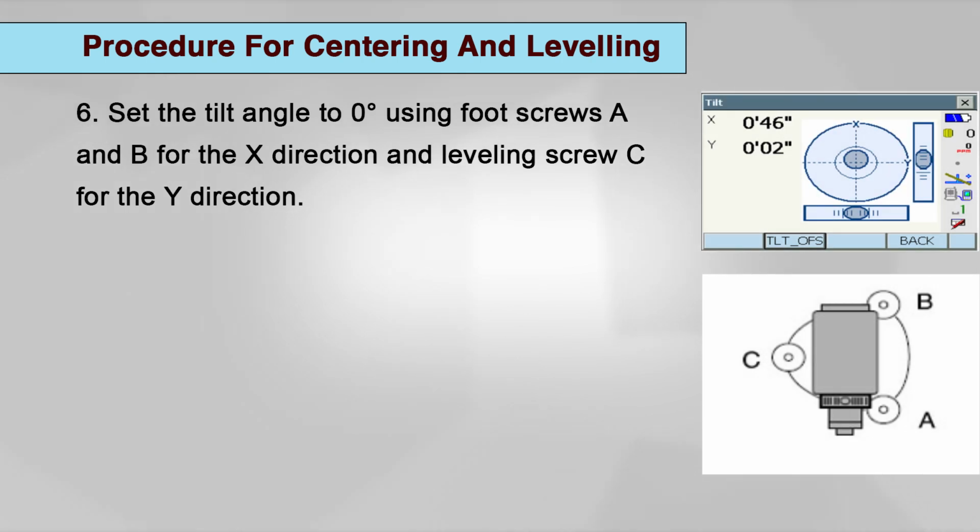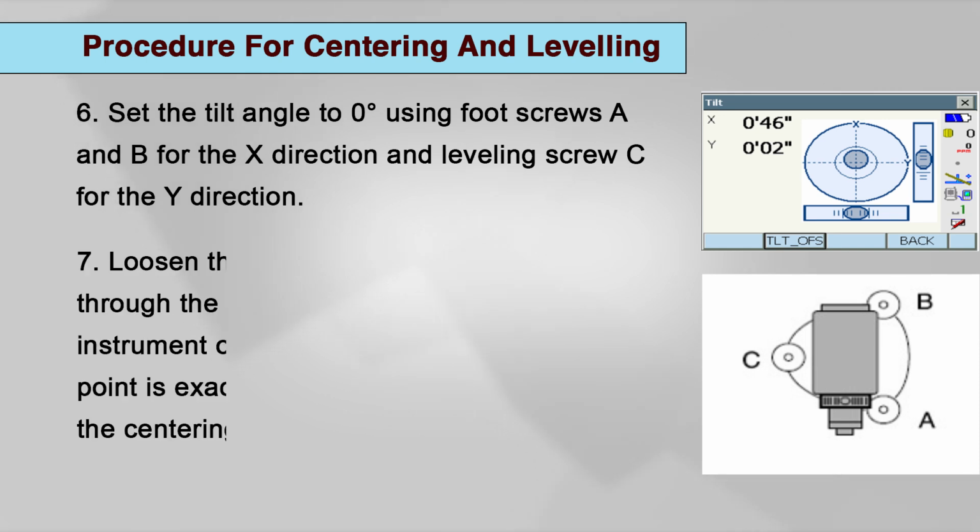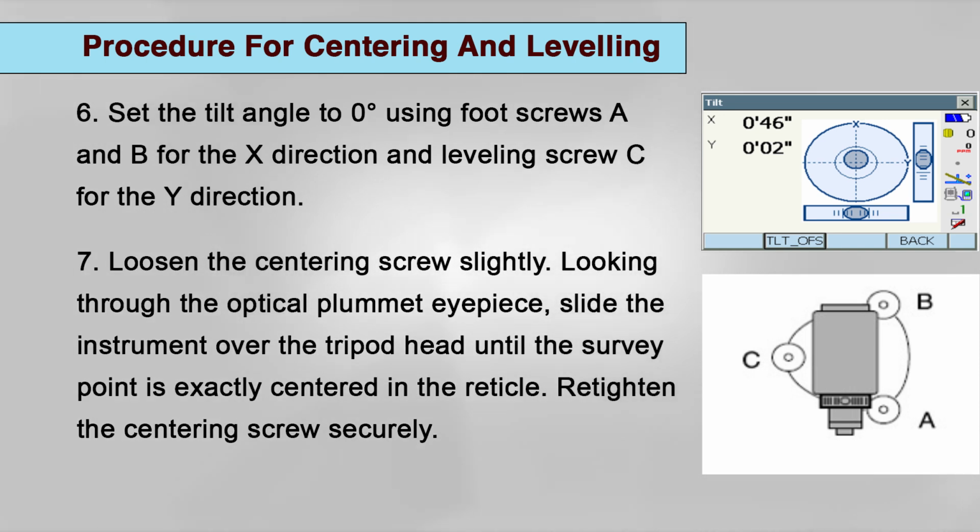Set the tilt angle to 0 degrees using foot screws A and B for the x direction and leveling screw C for the y direction, that is, the vertical direction. Loosen the centering screw slightly, looking through the optical plummet eyepiece. Slide the instrument over the tripod head until the survey point is exactly centered in the reticle. Retighten the centering screw securely.